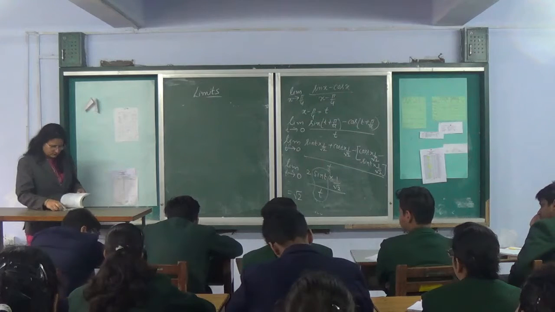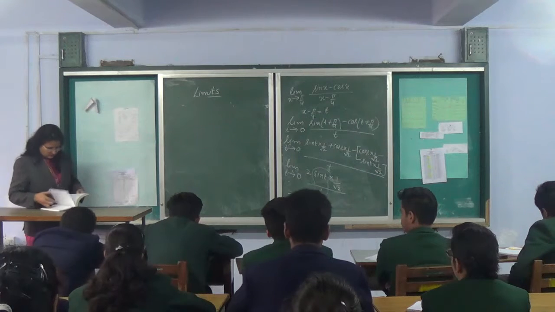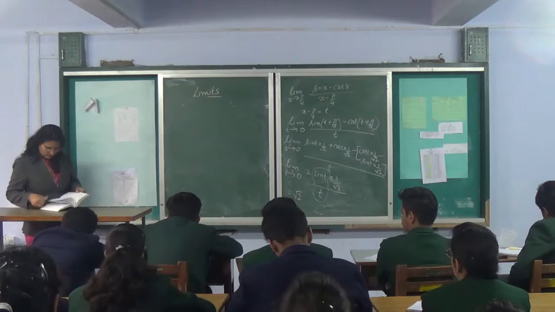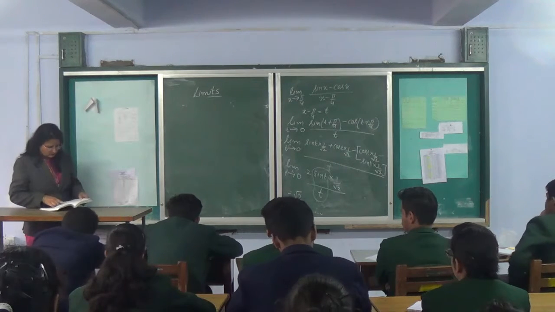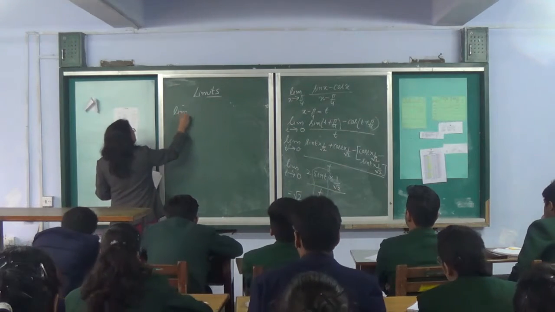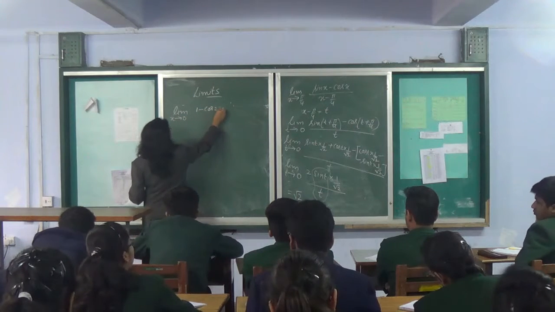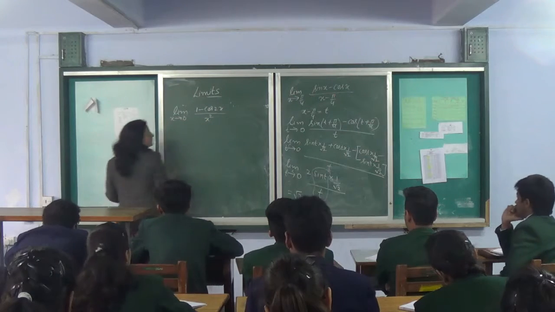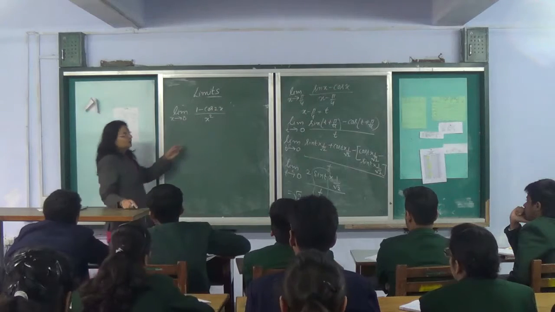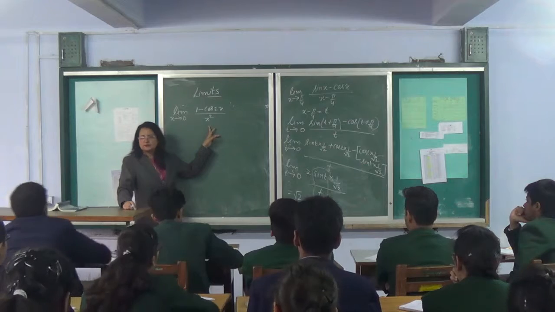The next which you can have is limit x tending to 0, 1 minus cos 2x upon x square. Yes, how will it start? Cos 2x. It's again, is it 0 by 0? Yes, sir. Yes, it is, right?